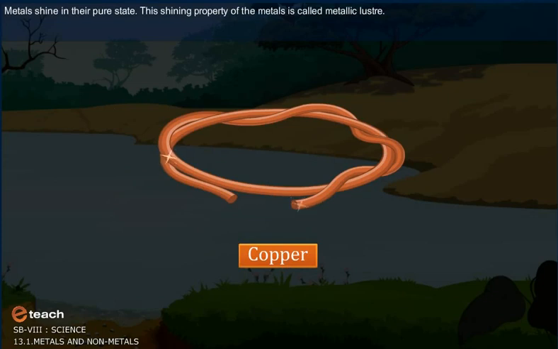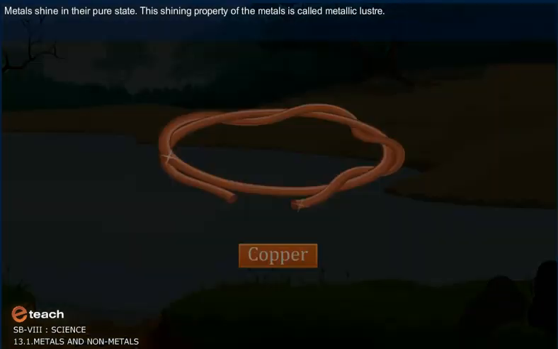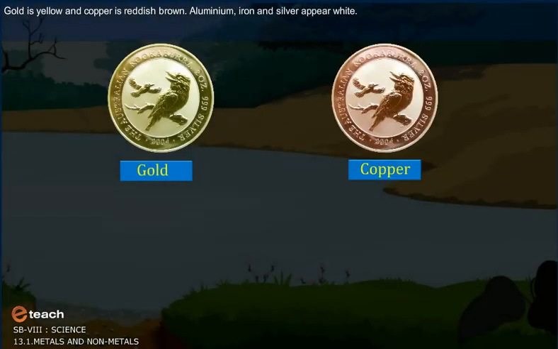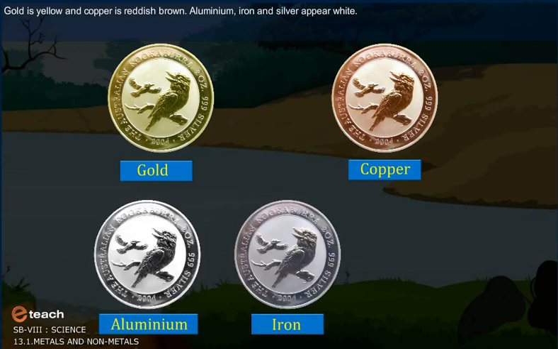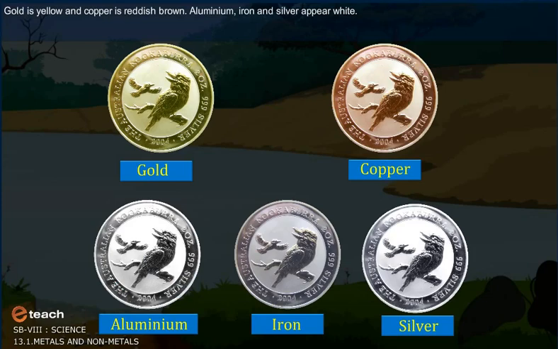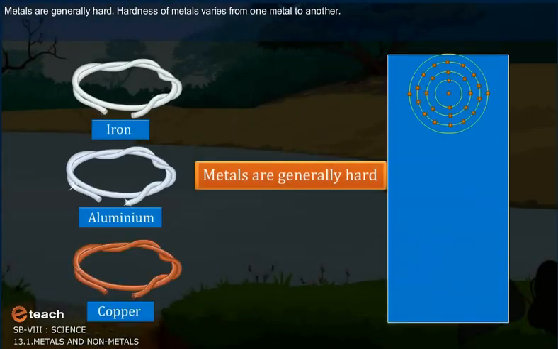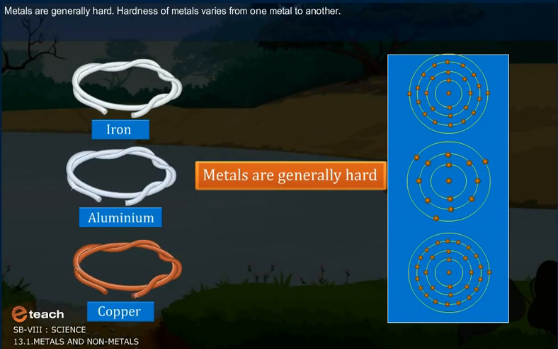Metals shine in their pure state. This shining property of the metals is called metallic luster. Gold is yellow and copper is reddish-brown. Aluminium, iron and silver appear white. Metals are generally hard. Hardness of metals varies from one metal to another.